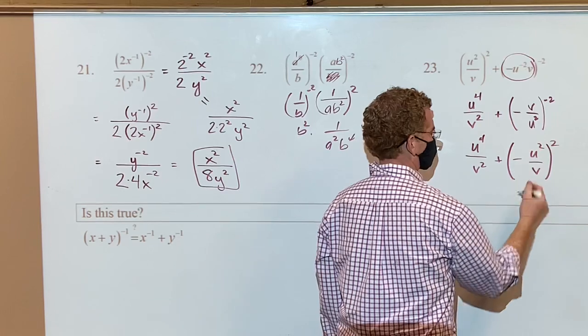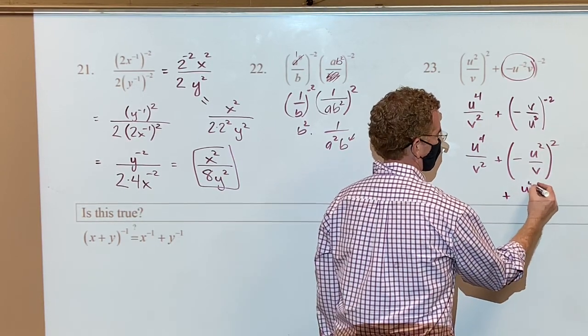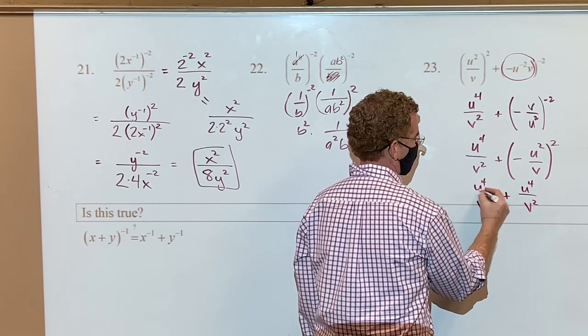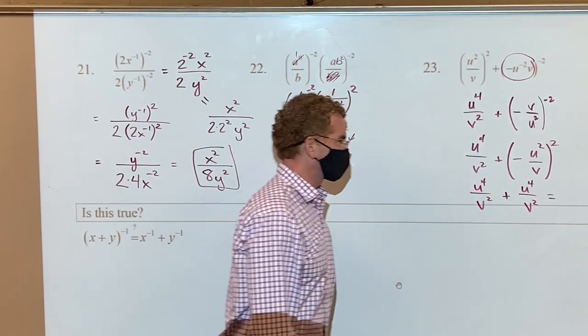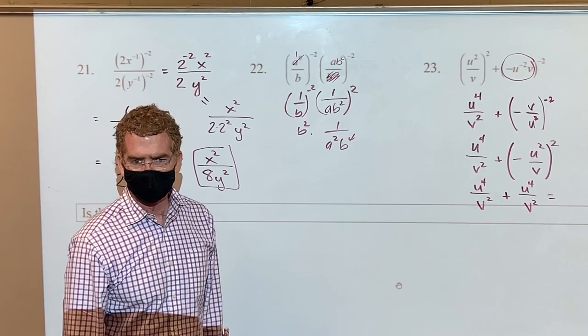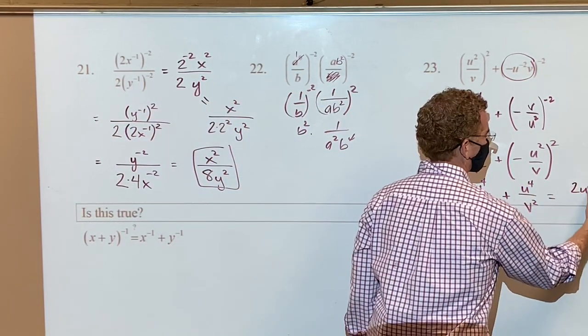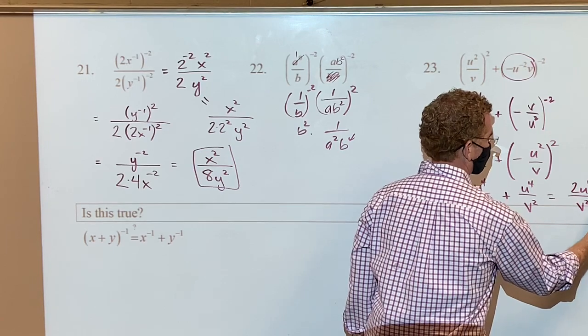Now squaring it makes it positive. So I really don't need those parentheses now. And I actually do have a common denominator. So what do you end up with when you add these? 2U to the fourth over that common denominator of V squared.